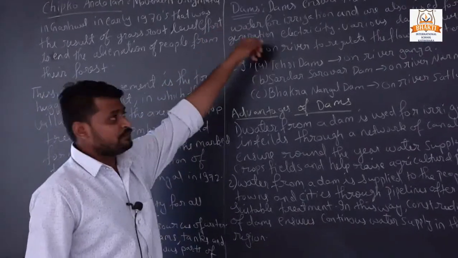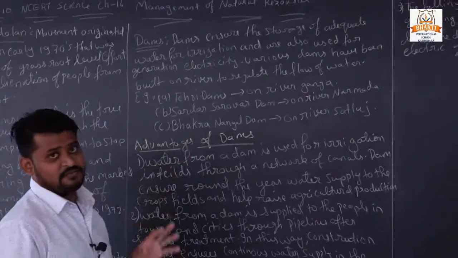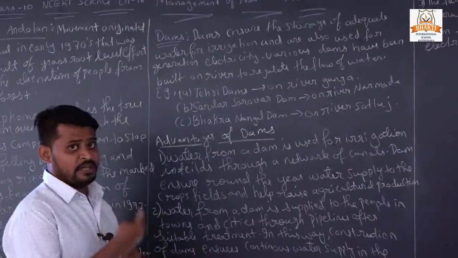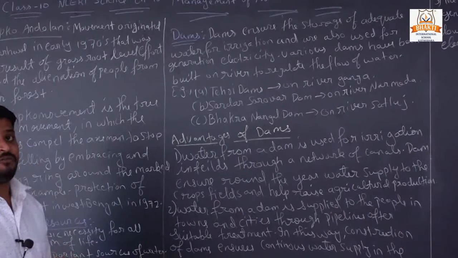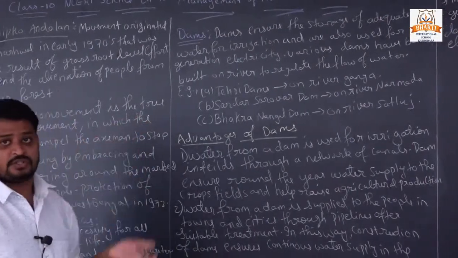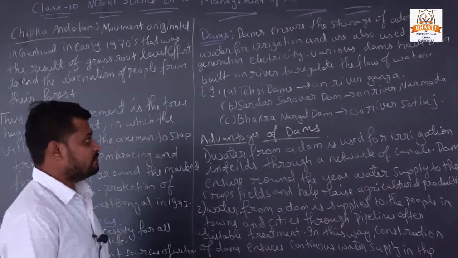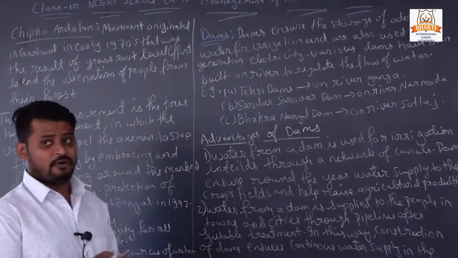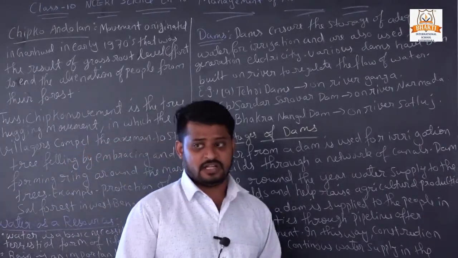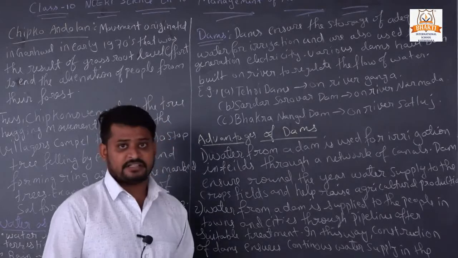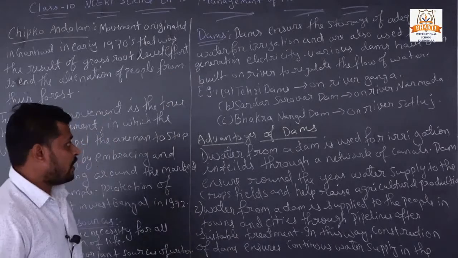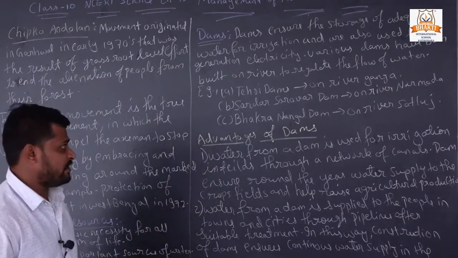Now, what is a dam? A dam is a place where we store water, and from there we supply water for irrigation to the farmers. A dam also generates electricity, and it regulates the flow of water level. We gain electricity through a dam. We will study this in the advantages.